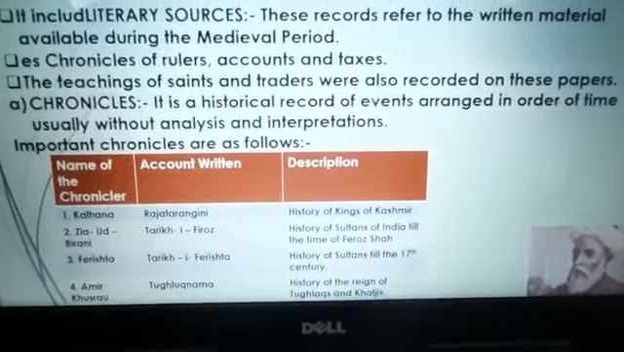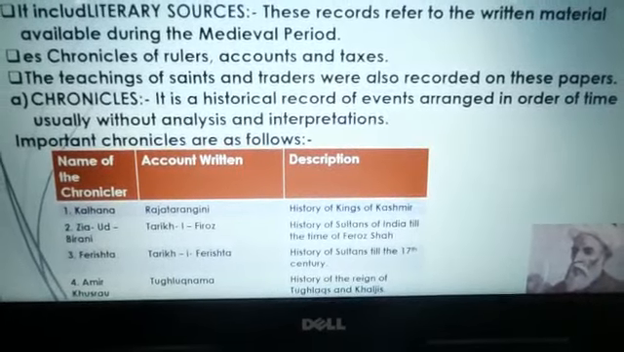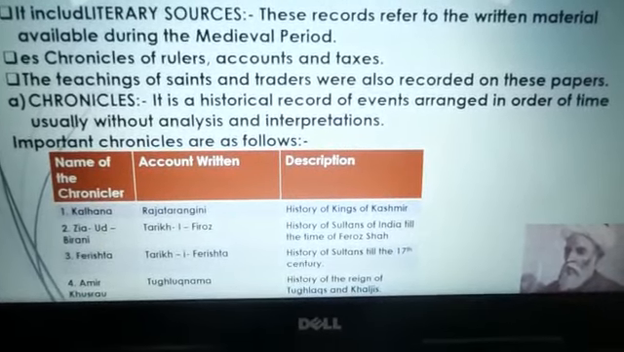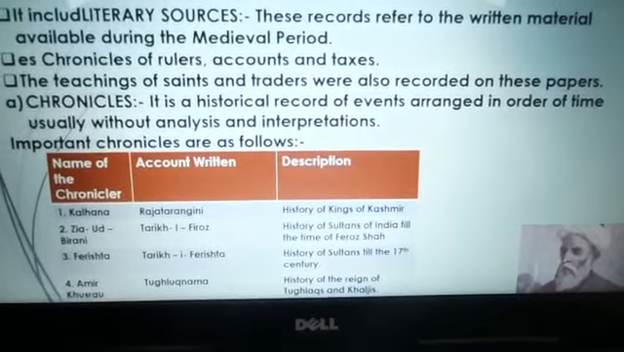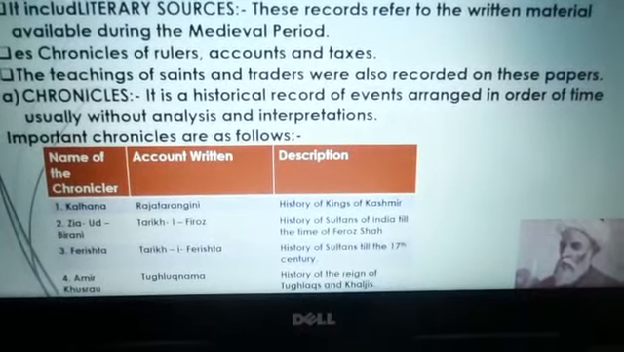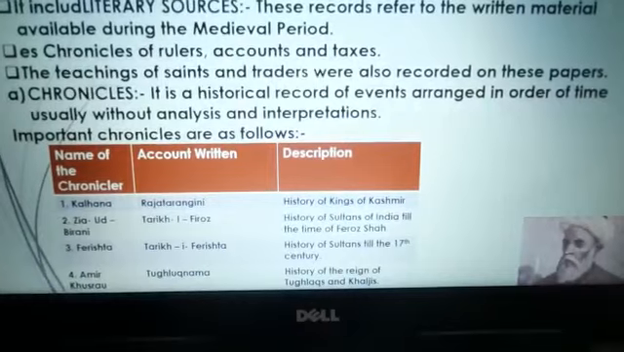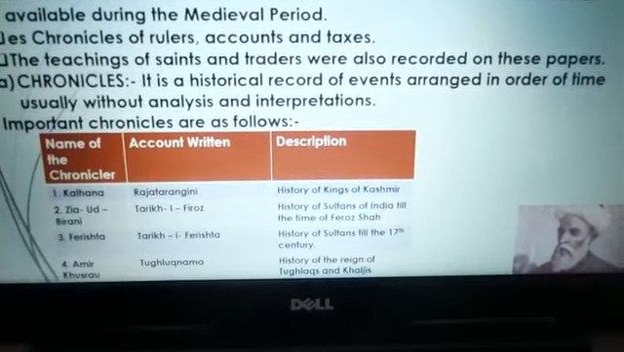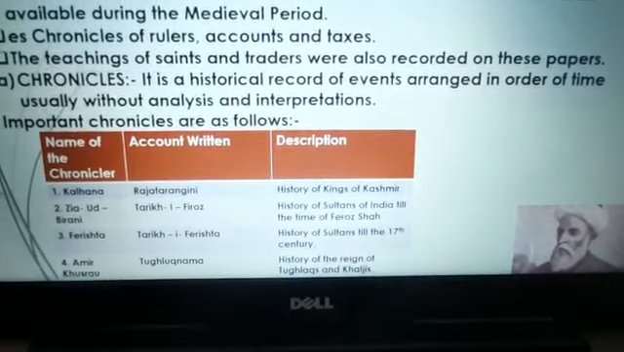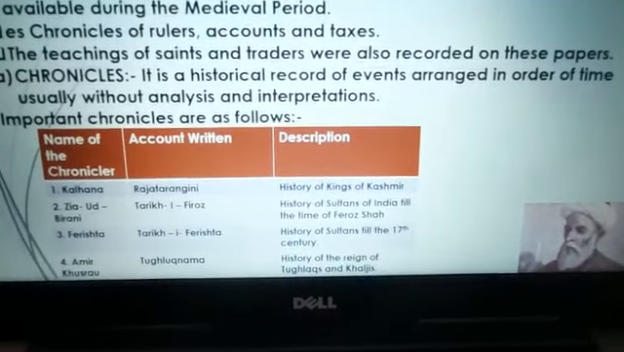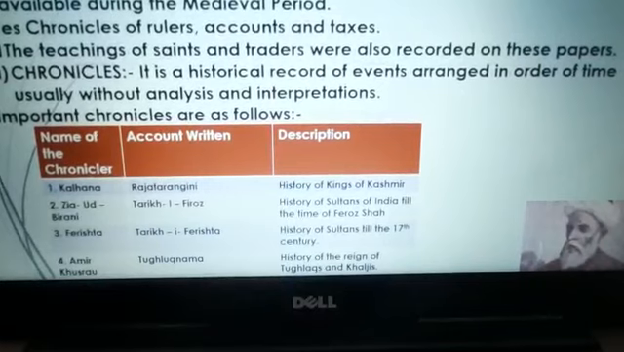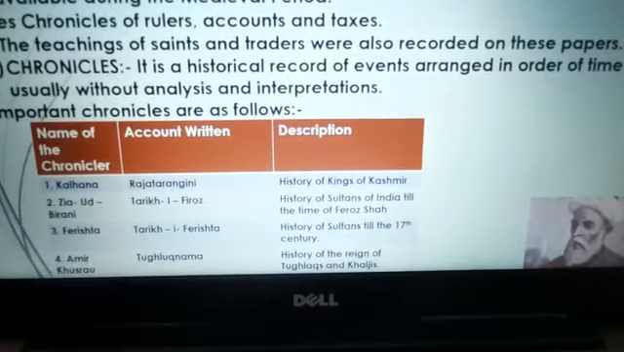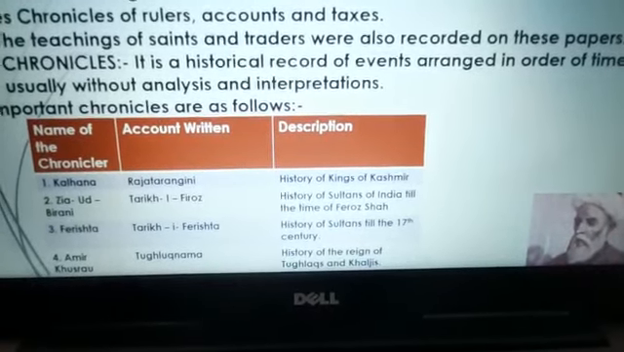So we have the following names of the chroniclers, the accounts written by them, and what they described. One of them was Kalhana. He wrote Rajatarangini, which describes the history of the kings of Kashmir. Then we have Zia ud Barani. He wrote the account Tarikh-e Feroz Shahi, which talks about the sultans of Delhi in India till the time of Feroz Shah.